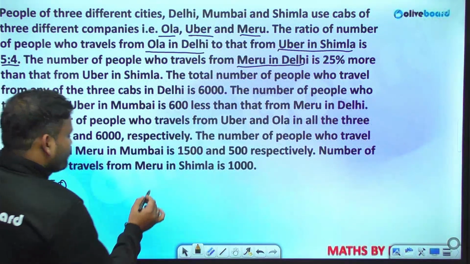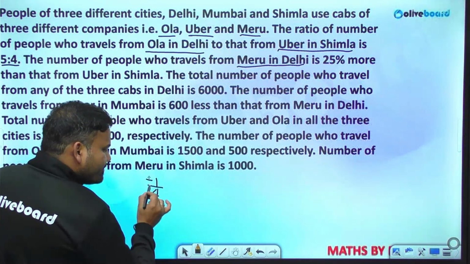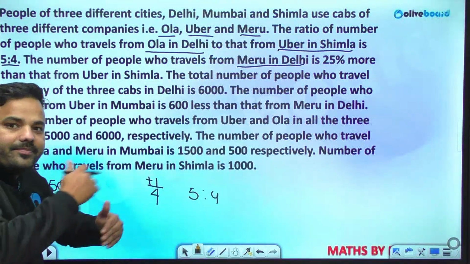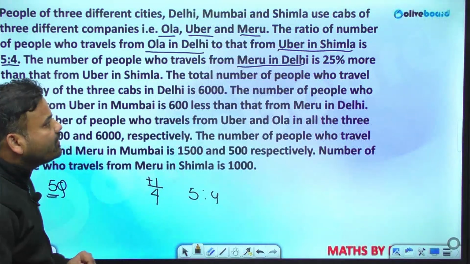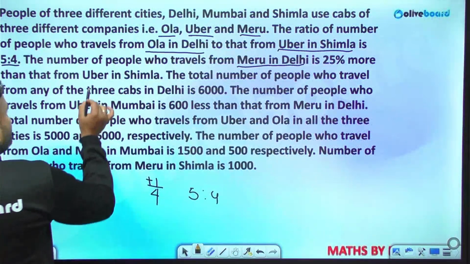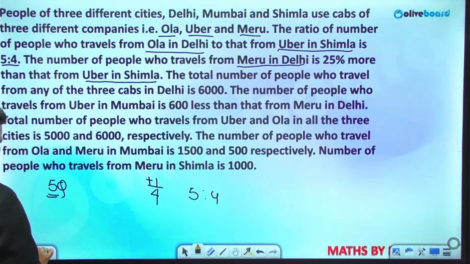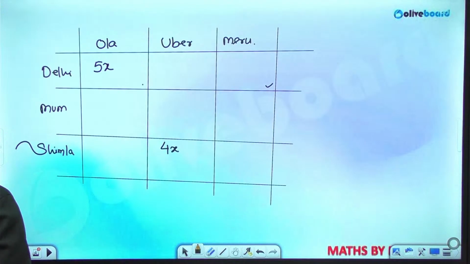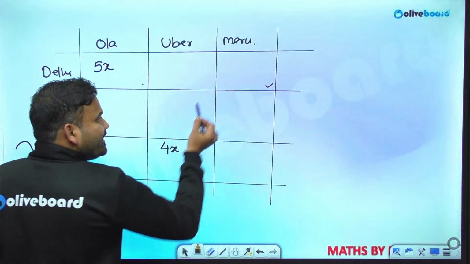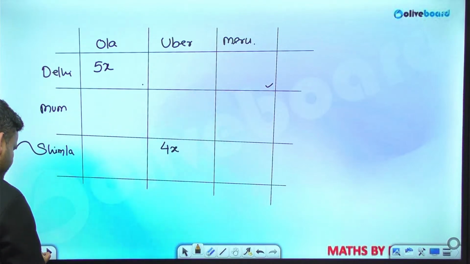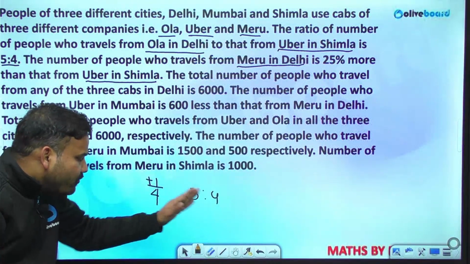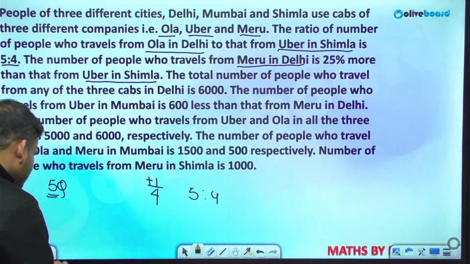Is 25% more. What is 25%? 25% is 1 by 4. So 25% more means the ratio will be 5 and 4. है ना. 25% ज्यादा का मतलब क्या होता है? 1 by 4 ज्यादा तो 5 and 4. The number of people traveling from Meru in Delhi is 25% more than Uber Shimla. Uber Shimla ऑलरेडी पता है मुझे कितना, 4x. 1 by 4 मोर मतलब 4 के कंपेयर में ये 5 होगा.